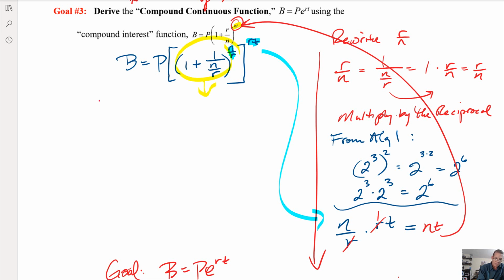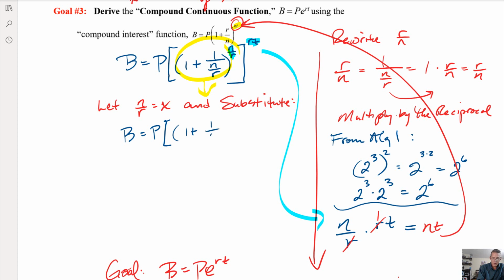So what I'm going to do is I'm going to let n divided by r be equal to x. All right, and I'm going to just do a variable substitution. Okay, here we go. So I'm going to substitute in x where I see n divided by r. There's 2 places. So now I have b is equal to p times 1 plus 1 divided by x. Now n divided by r became x because they're equal. I just substitute. Raised to the x power, and that's all raised to the rt power.